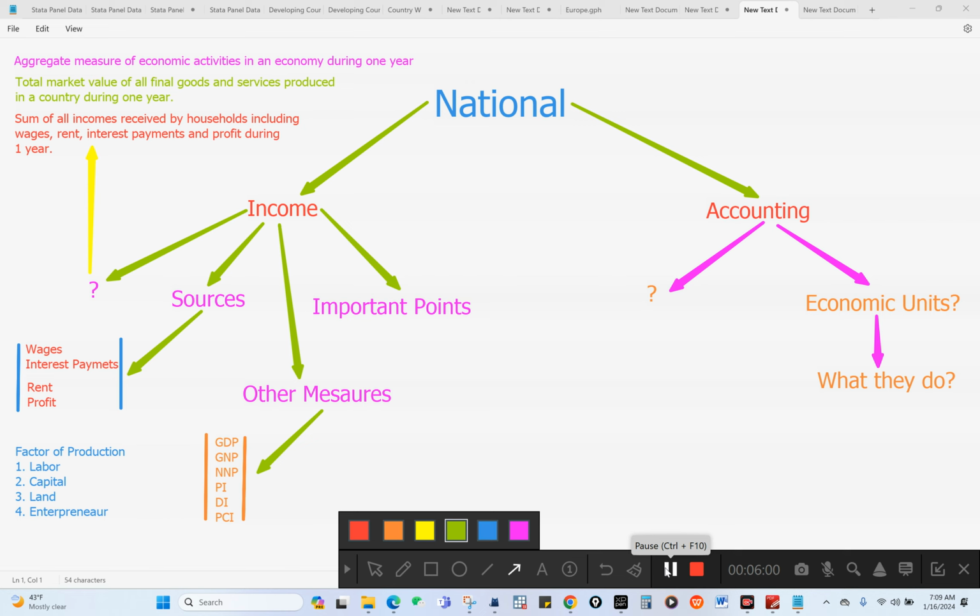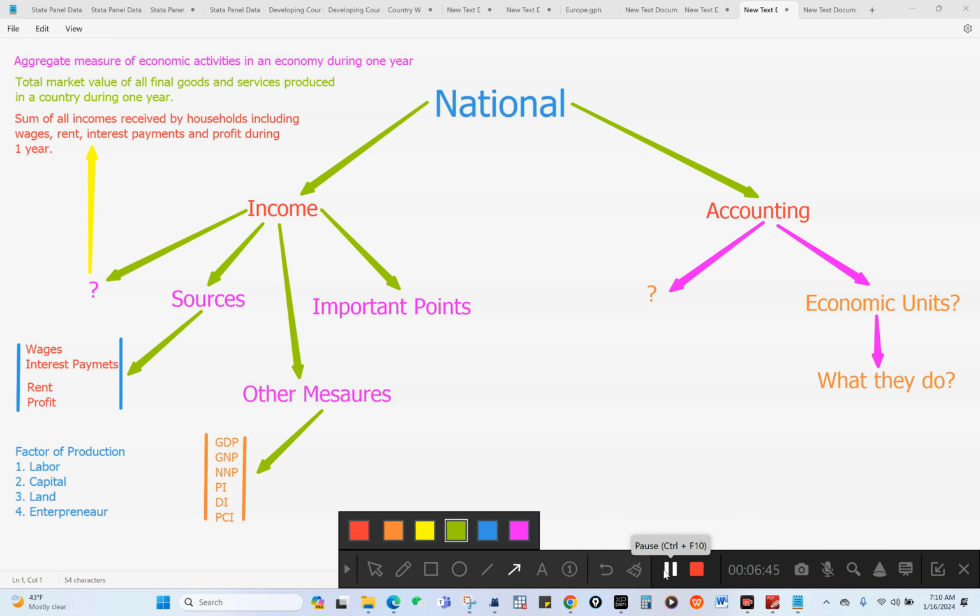If you talk about the other measures of national income, then GDP, GNP, NNP, PI, DI, and PCI are the measures of national income. We will discuss these measures in the next lecture. For now, you just have to remember the abbreviations of these concepts. GDP is gross domestic product, GNP is gross national product, NNP is net national product, PI is personal income, DI is disposable income, and PCI is per capita income.